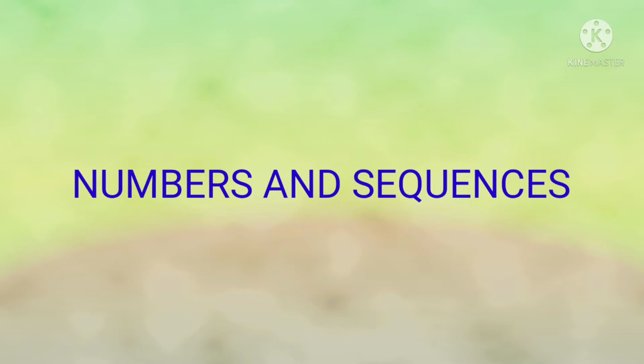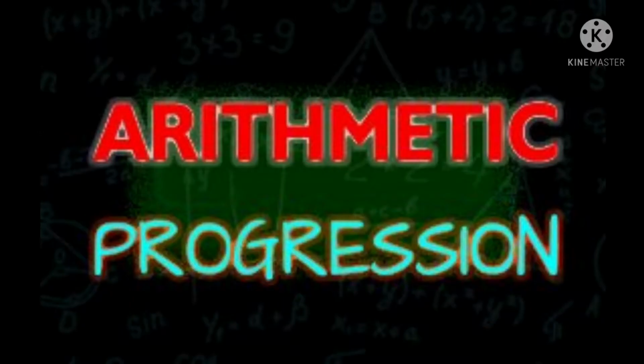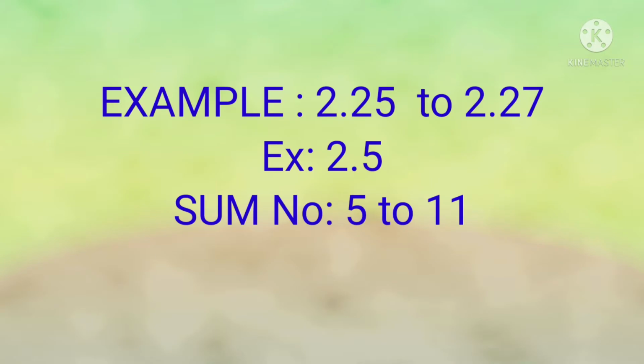In the last video class, I discussed the chapter Numbers and Sequence, the topic arithmetic progression. We learned the definition and some concepts of arithmetic progression and did sums from the exercise and examples. In this video class, we are going to teach sums from the exercise and examples: Example numbers 2.25, 2.26, 2.27 and Exercise 2.5, sums from 5 to 11.